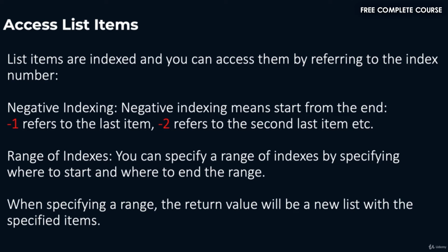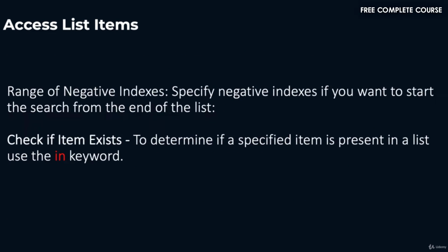Range of indexes. You can specify a range of indexes by specifying where to start and where to end the range. When specifying a range, the return value will be a new list with the specified items. Range of negative indexes. Specify negative indexes if you want to start the search from the end of the list. Check if item exists. To determine if a specified item is present in a list, use the keyword in.